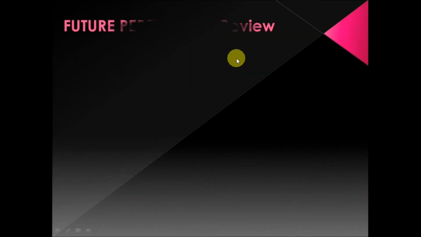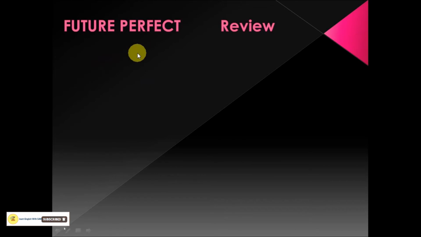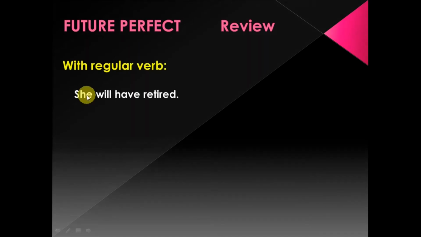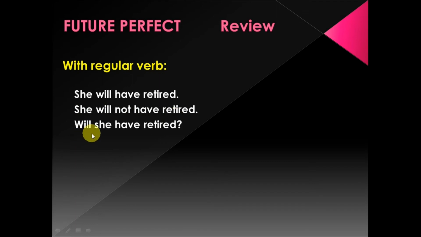So now let's review. We have learned how to use the future perfect tense and when to use it. और आप जानते हैं कि हम इस टेंस को कैसे इस्तेमाल करते हैं. हम इस टेंस को 3 तरह से यूज़ कर सकते हैं. Make a positive sentence, a negative sentence and a question. Let's look at this example with a regular verb. She will have retired. Here we have the regular verb to retire, meaning to stop working because you reach a certain age. So we could say: By next year she will have retired, or she will not have retired by next year. Or we could ask a question: Will she have retired?